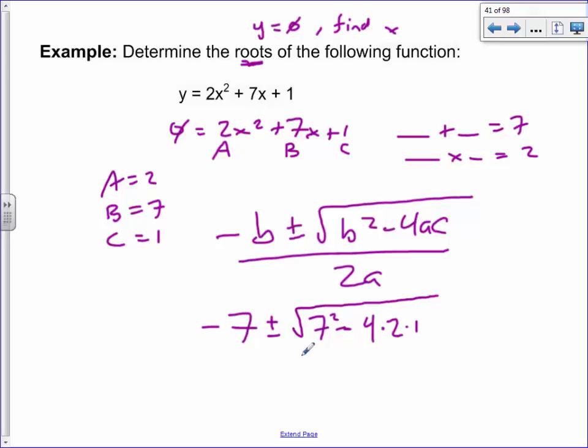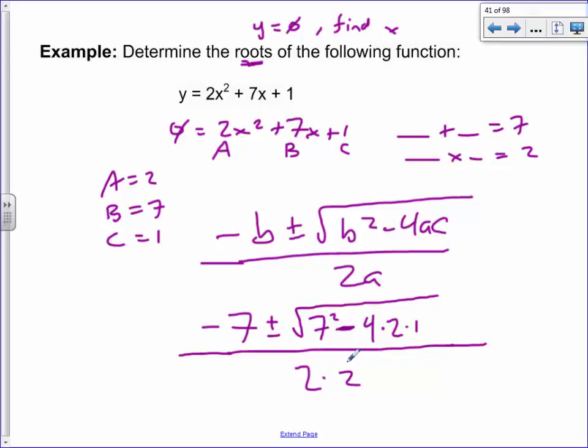And the last step for this formula is we need to divide everything, the whole thing. One common mistake people make is they don't draw this line long enough. Make sure that you extend this line across the whole thing. We divide all of this by 2 times whatever a is again. So 2. Okay, that's the quadratic formula.